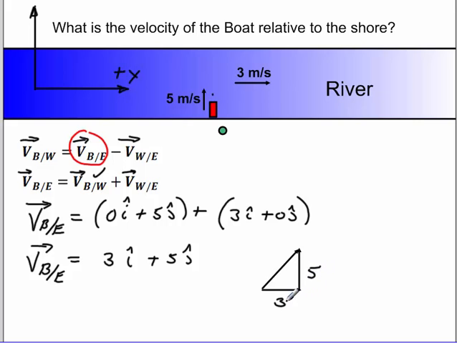We would go to Pythagorean theorem. 3 squared is 9, plus 5 squared, which is 25. That gives me 34. So this value here would equal the square root of 34. That's your magnitude there. So then we would find this angle here, and we know that theta here is going to be the inverse tangent of 5 divided by 3.